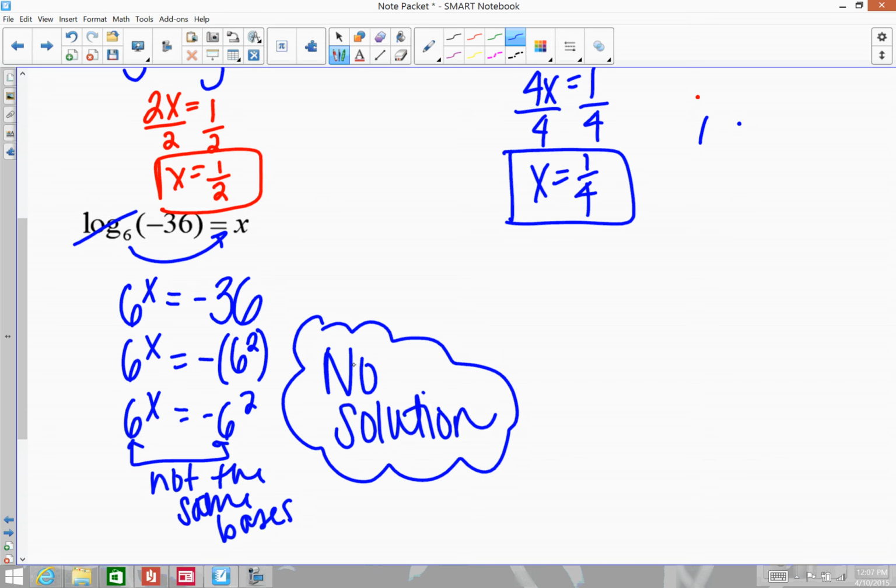So there's no solution to this, which really tells us that we can't take logs of negatives. If you see here, log base 6 of a negative isn't going to give us a solution. So that's going to be the case, and we'll talk about that more in the future, but for right now, just so you could kind of see it.